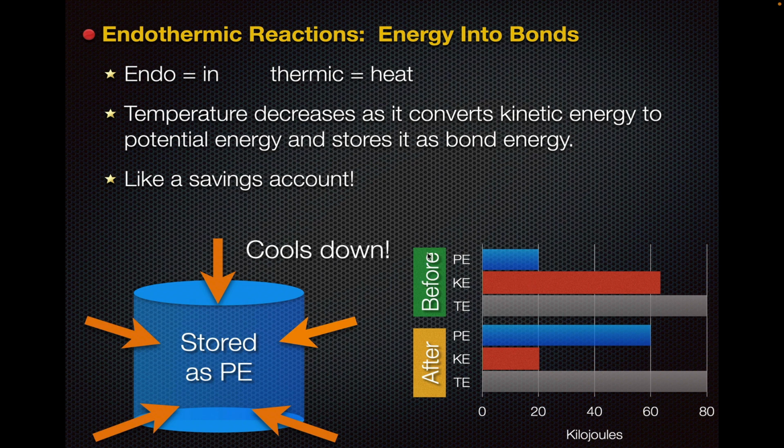Looking at the graphic, before the reaction, we had low potential energy, high kinetic energy. The total is here. Afterward, our potential energy goes up, kinetic energy goes down, and the total stays the same. So we see there's just a switch where in endothermic reactions, we gain potential energy, which does not help us with temperature, and we lose kinetic.